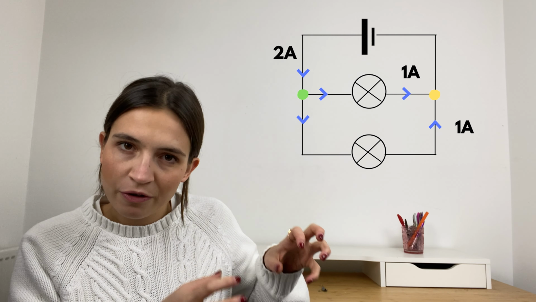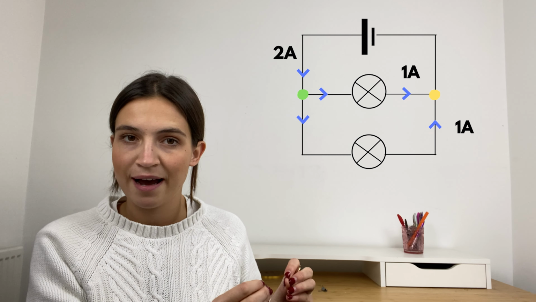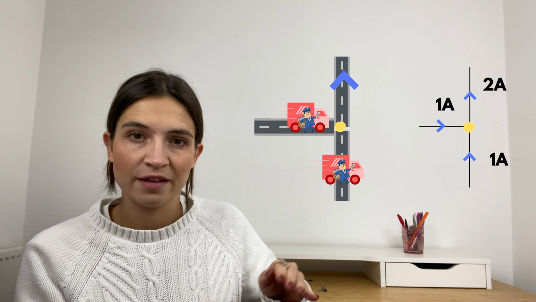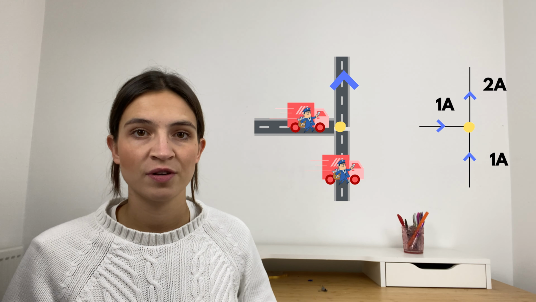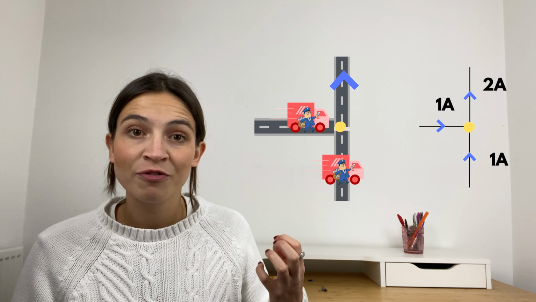Then we continue and we follow that current round until we reach the yellow junction now on the other side of my circuit. At this junction here, my 2 postmen come back together and travel up the same road. So now we have 2 amps flowing out of the yellow junction.